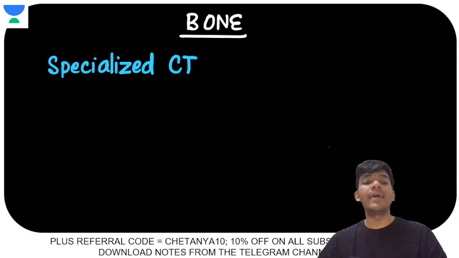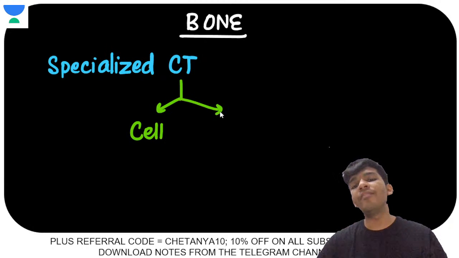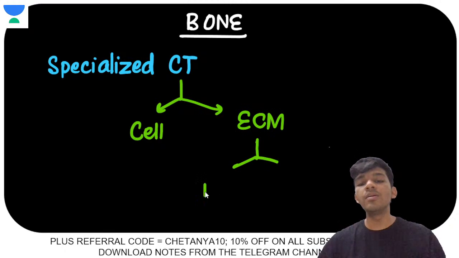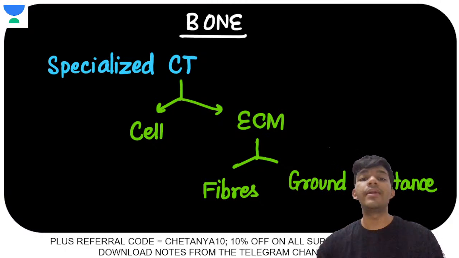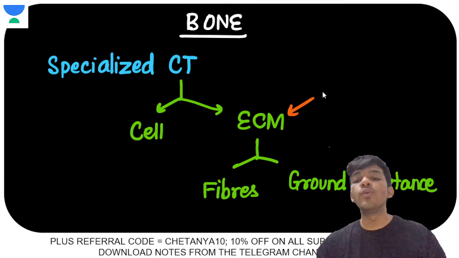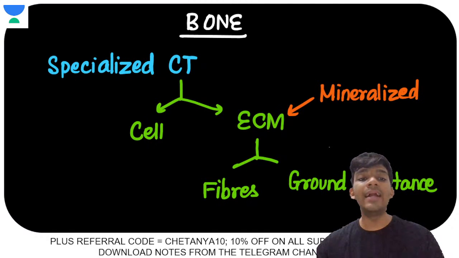Now, why is it specialized? You all know connective tissue has a few components. It has cells and extracellular matrix, which includes fibers, mainly collagen fibers, along with ground substance. The reason bone is a specialized connective tissue is that this extracellular matrix has mineral deposition. So it is mineralized, which makes it solid and non-pliable.